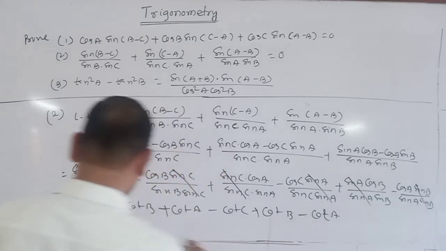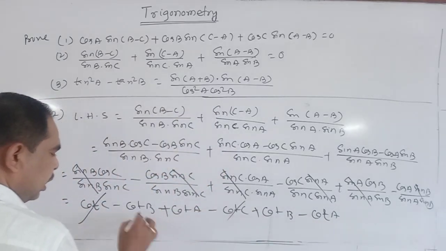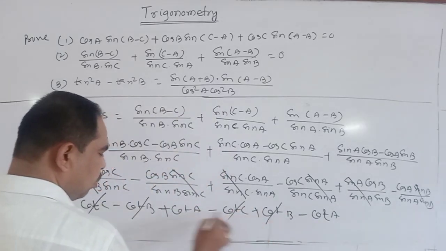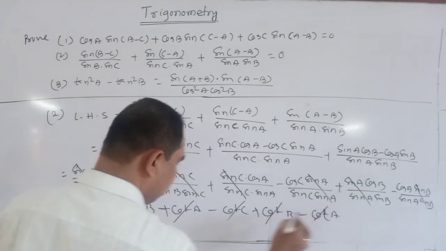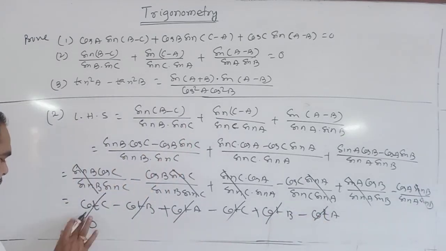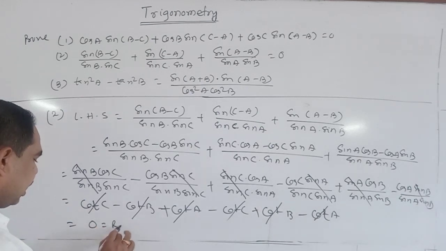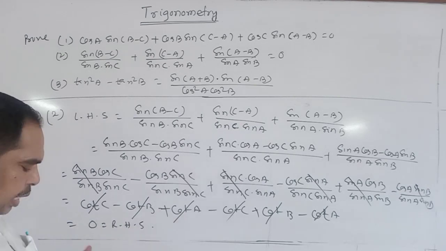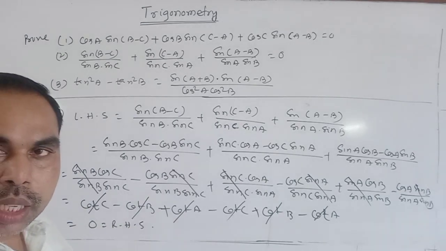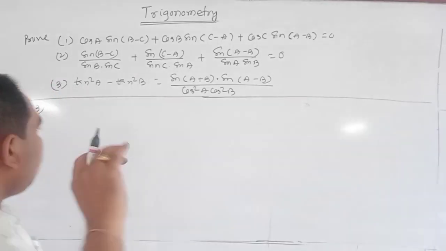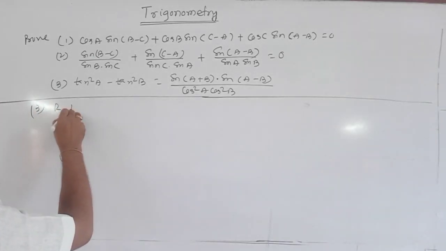चल देखो तो cot C minus cot C minus cot B plus cot B plus cot A minus cot A is equal to what? Is equal to 0. So is equal to RHS. Next, third one.